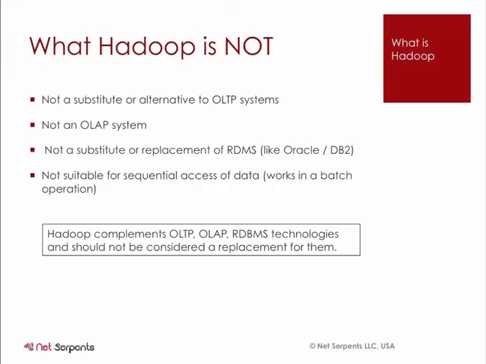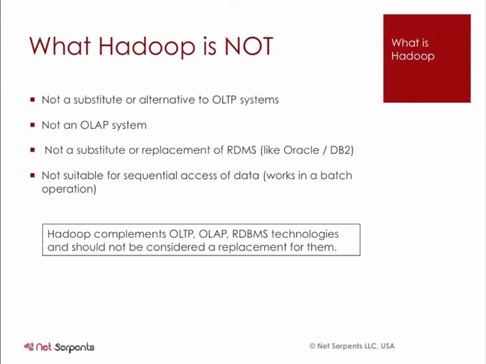It's not an OLAP system. OLAP is online analytical processing. So it's not like the traditional tools, if you've heard of QlikView or Business Objects. Those tools help you to analyze data, and they usually work on SQL queries, whereas Hadoop does not require SQL queries. It can work without that. There's a different way of accessing data in Hadoop.